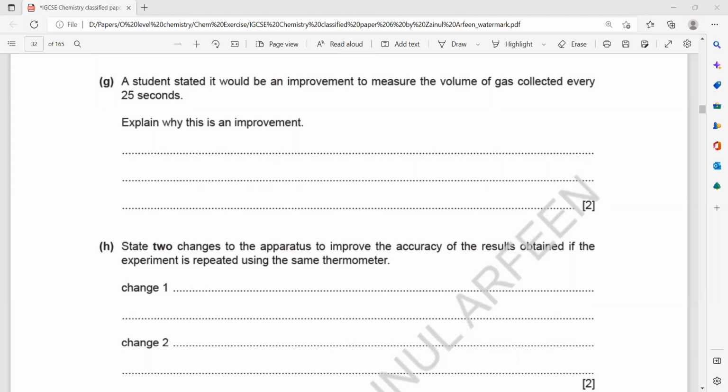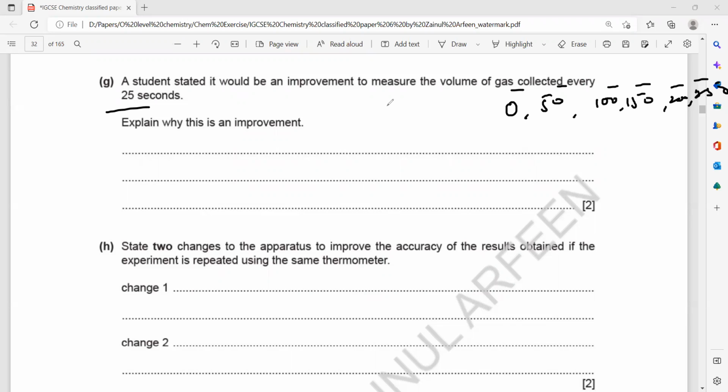If you are measuring after every 50 seconds, the points were 0, 50, 100, 150, 200, 250. How many points were there? 1, 2, 3, 4, 5, 6. But after every 25 seconds, how many points will be there? It will be about double.